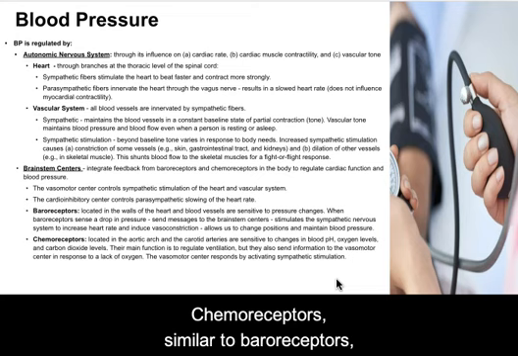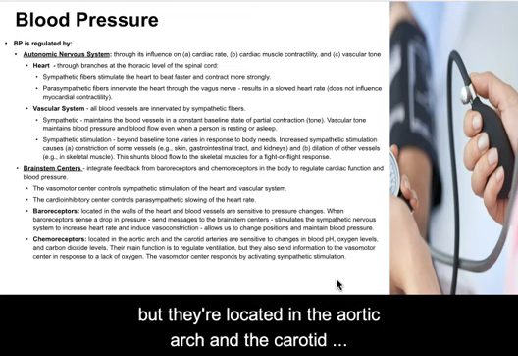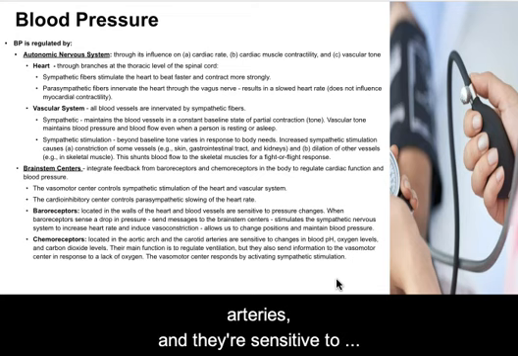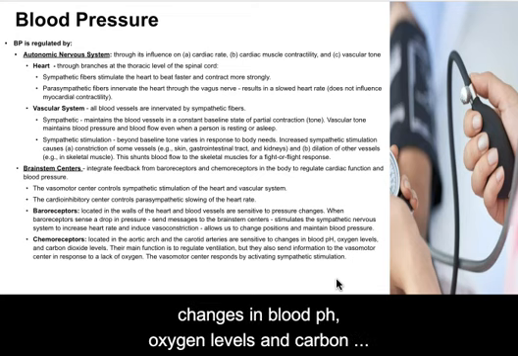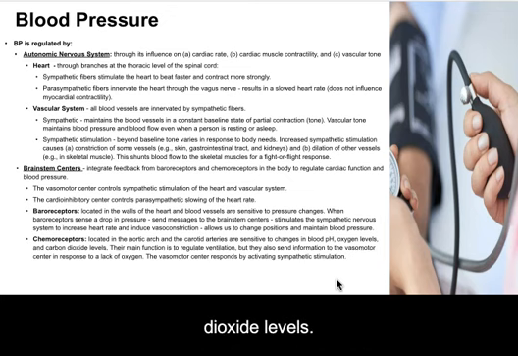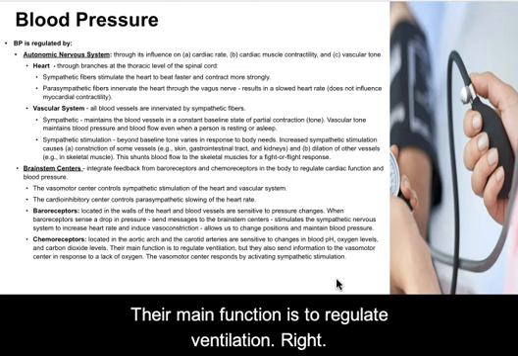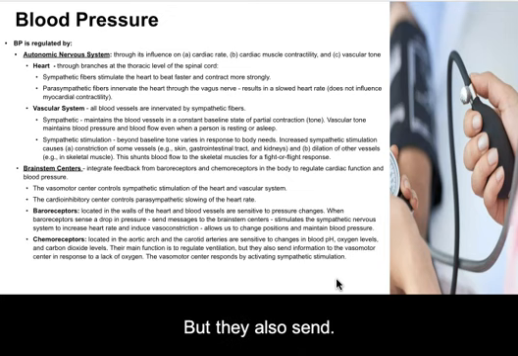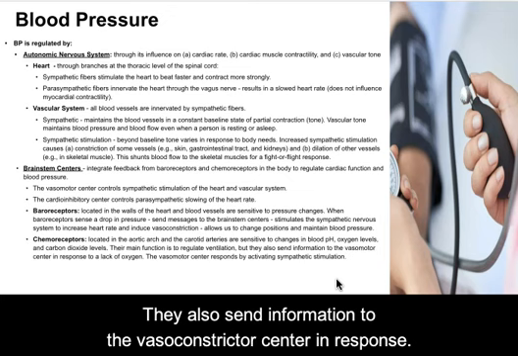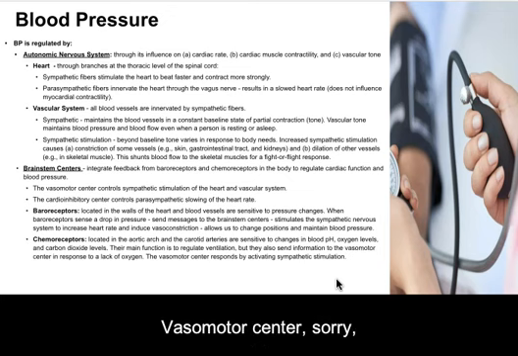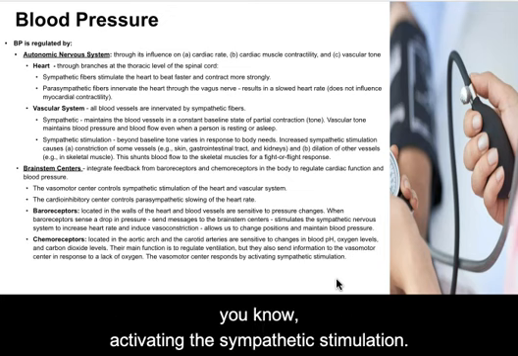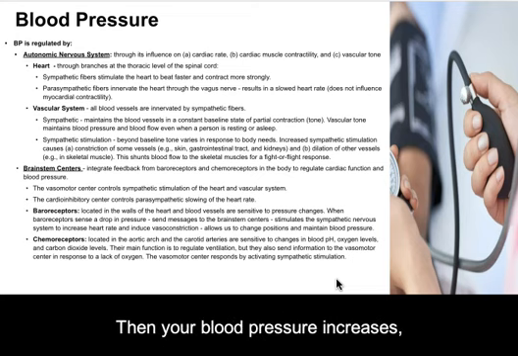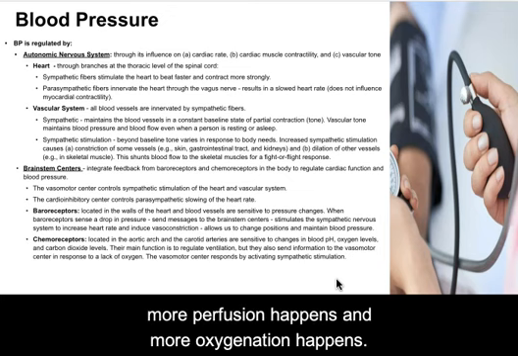Chemoreceptors, similar to baroreceptors, are located in the aortic arch and the carotid arteries, and they're sensitive to changes in blood pH, oxygen levels, and carbon dioxide levels. Their main function is to regulate ventilation, right? But they also send information to the vasomotor center in response to a lack of oxygen. Then the vasomotor center responds by activating the sympathetic stimulation. Then what happens again? Your blood pressure increases, more perfusion happens, and more oxygenation happens.